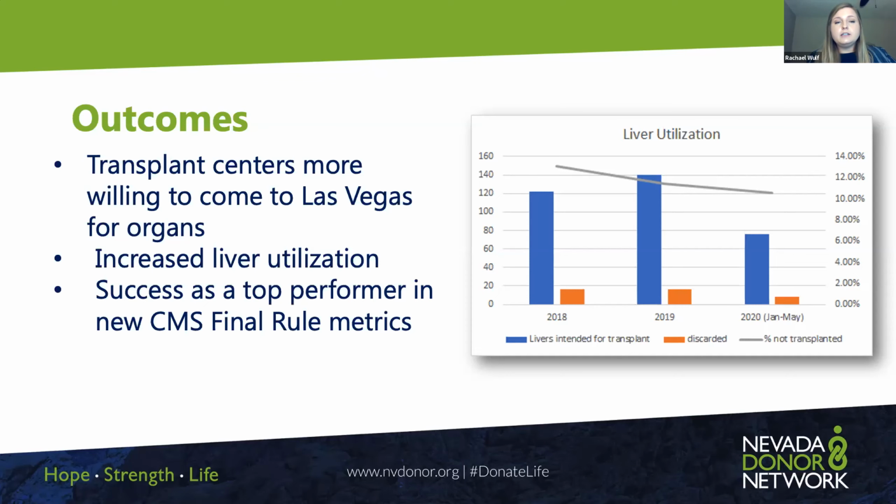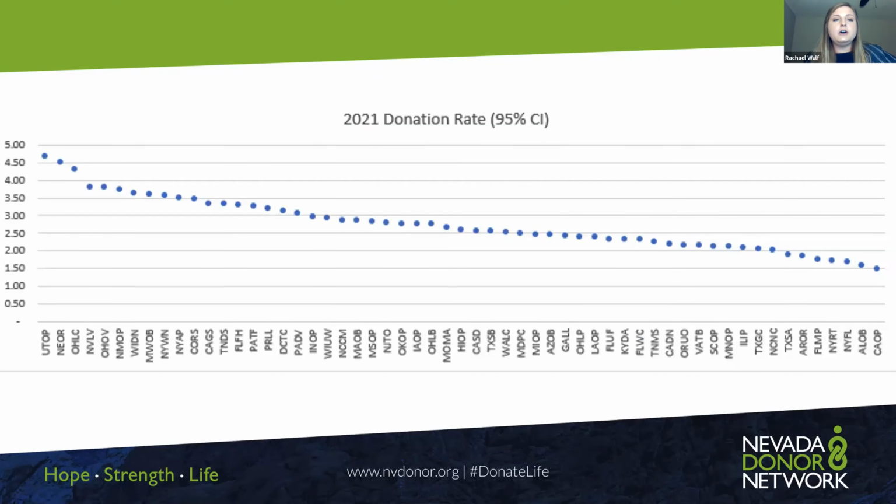And then lastly, we are seeing success as a top performer in the new CMS final rule metrics. So you can see with the donation right here, we are solidly tier 1. We're number 4 in the nation. So even with the international metrics and the new final rule metrics coming up in the next year or so, we're still quite successful in making donation happen.